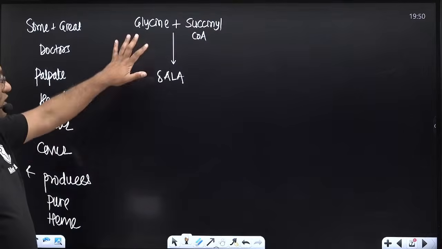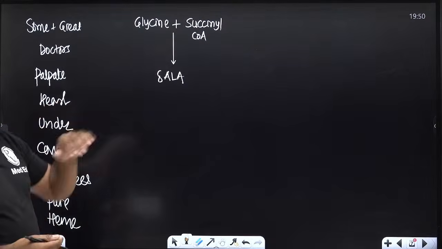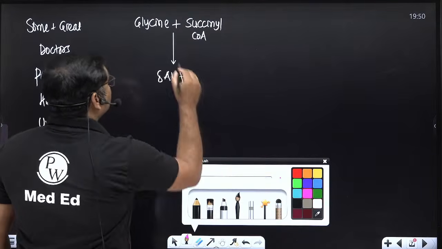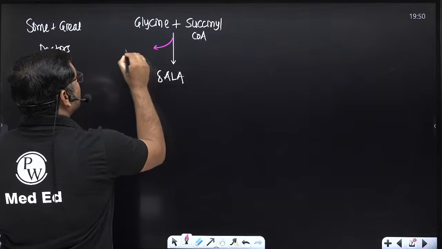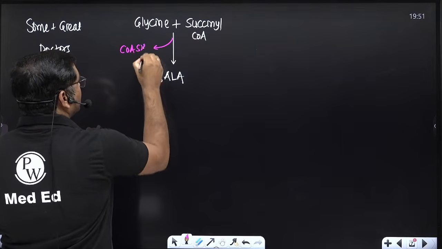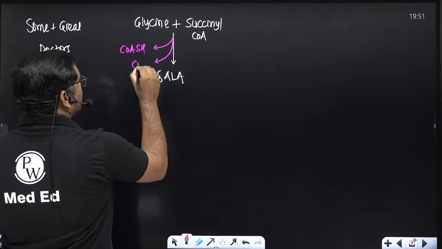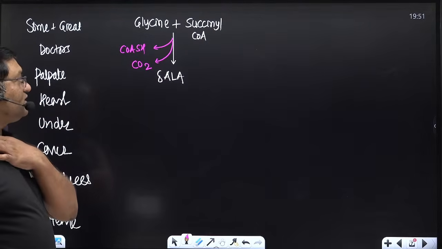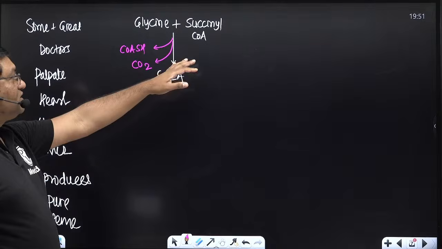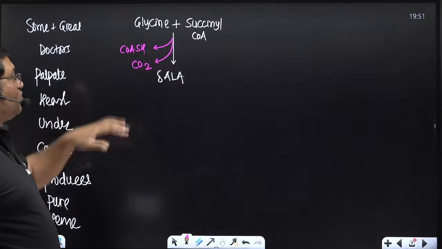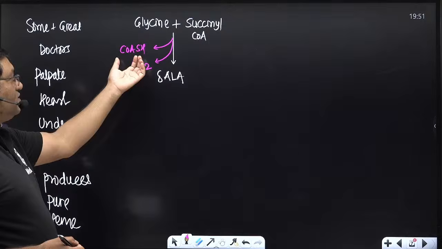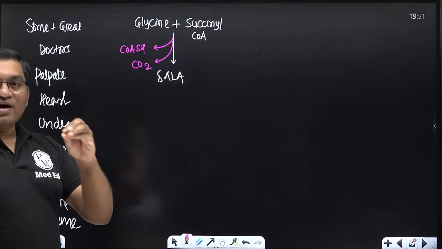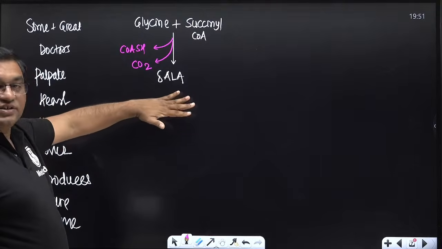Delta amino levulinic acid on condensation: glycine plus succinyl coenzyme A. In this reaction there is release of coenzyme A and CO2. So glycine plus succinyl coenzyme A, there is release of reduced coenzyme A and the CO2 in this reaction. So delta amino levulinic acid is produced.